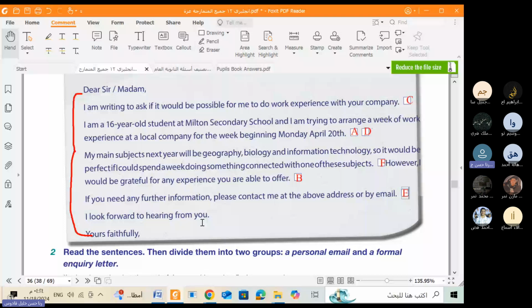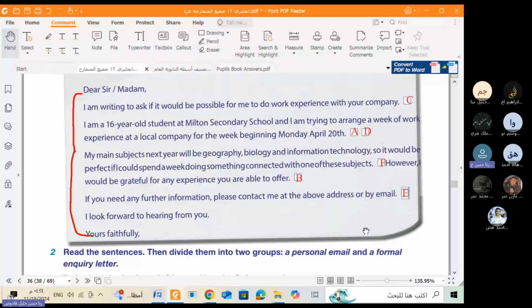Pay attention, Tawjihi. When you have this expression, I look forward to, it should be followed by the ing form. Okay? And as I said, you finish by saying yours faithfully. In this way, if they ask you to write a general inquiry letter, you can use this as a symbol. You can write something like that.